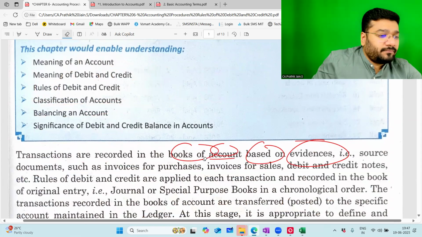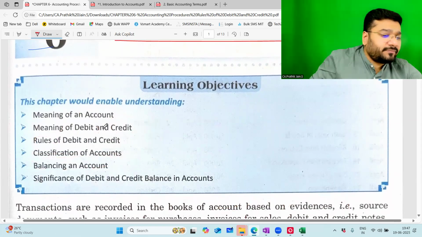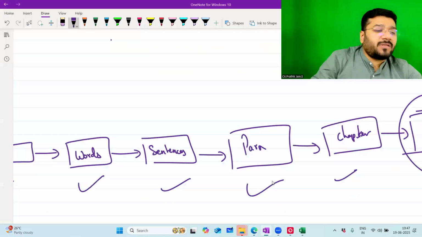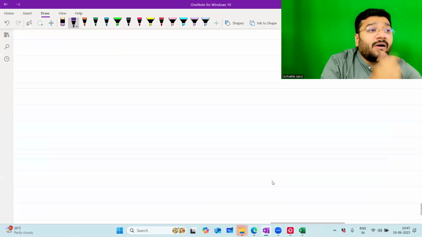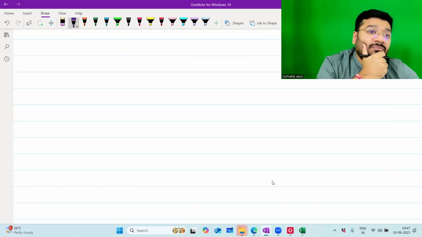For showing the government. Why is evidence required by the government? Why does the government need evidence, boss? Tax evasion. Very good. Correct. Now I'll tell you.